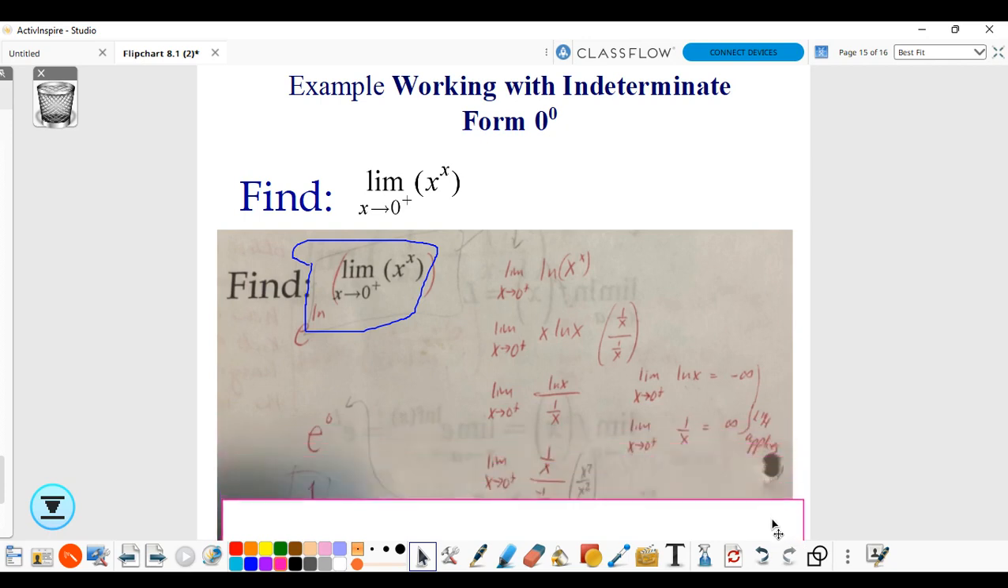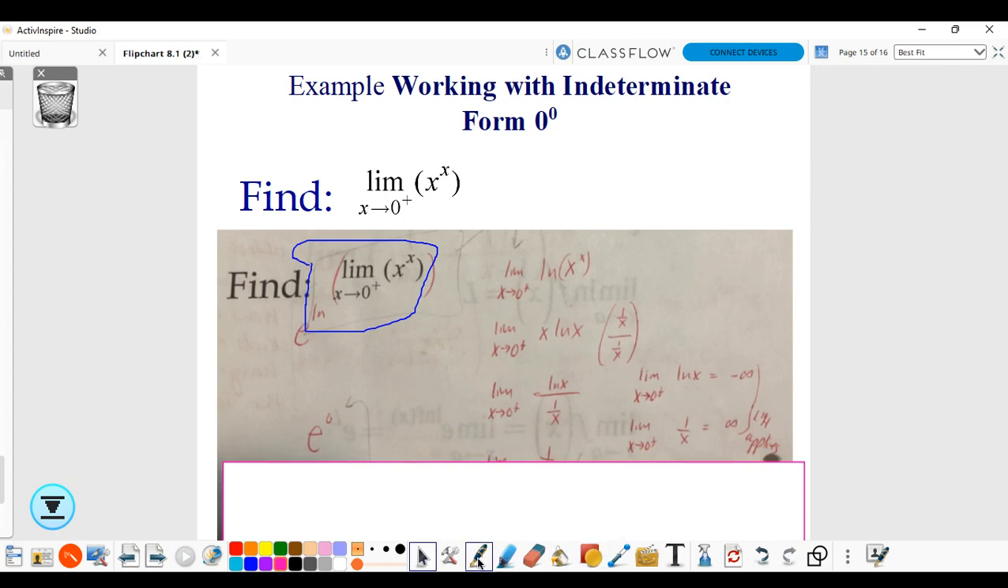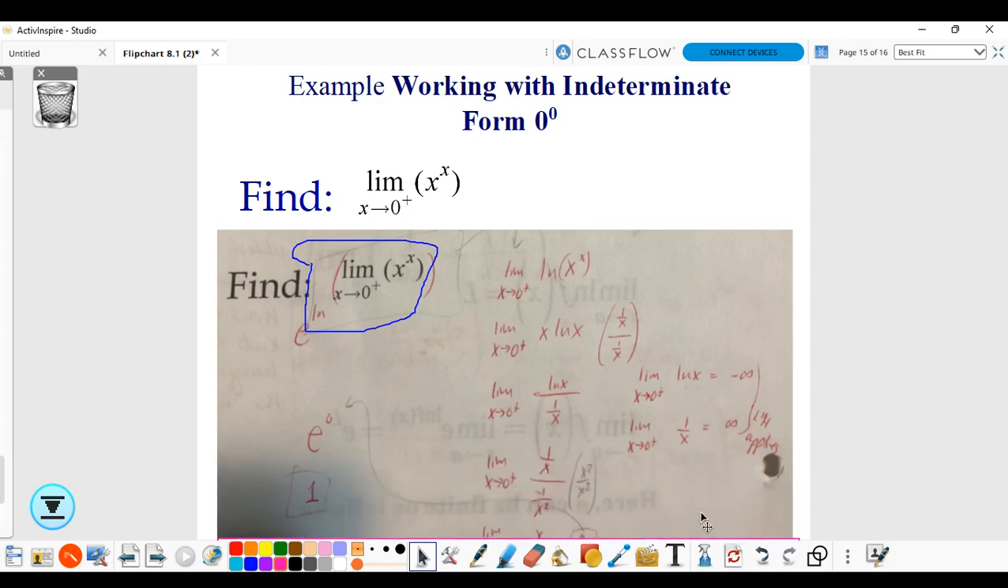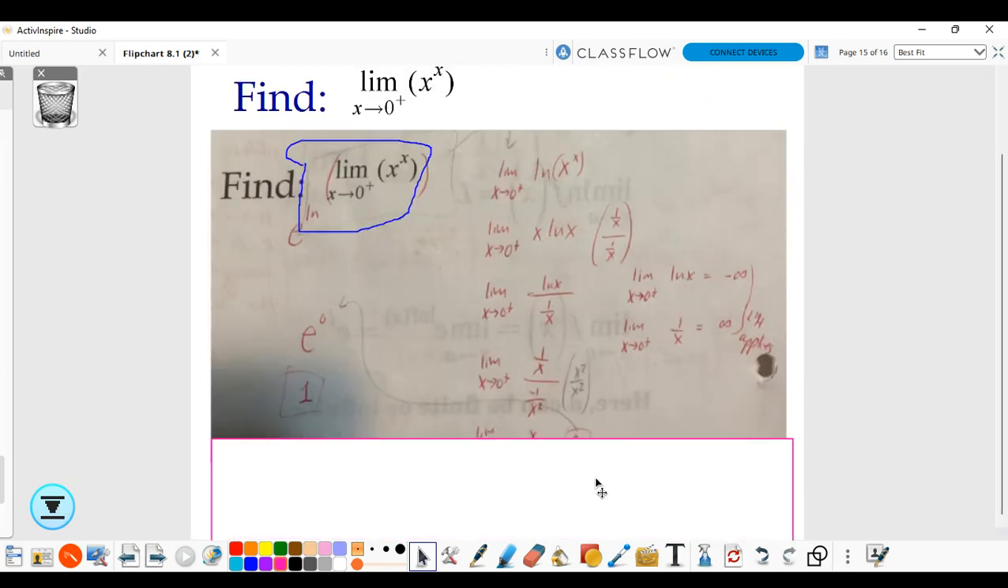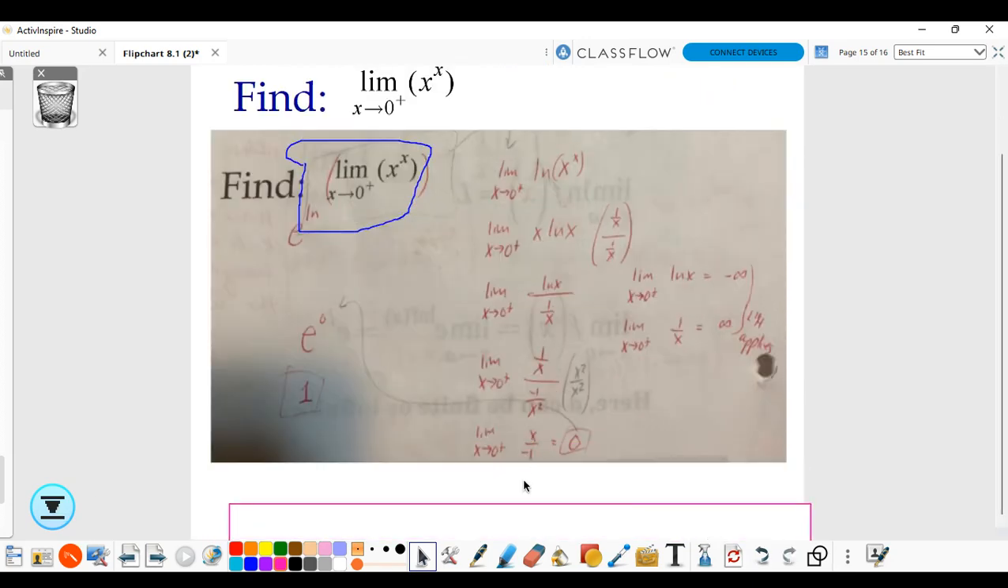Checking my numerator and denominator separately. L'Hopital's does apply because this goes to negative infinity, that one goes to positive infinity. So do the derivative of the numerator and the derivative of the denominator. And we get, as x approaches 0 from the right, this thing goes to 0. And remember, it's not 0, but e to the 0, and e to the 0 is 1.